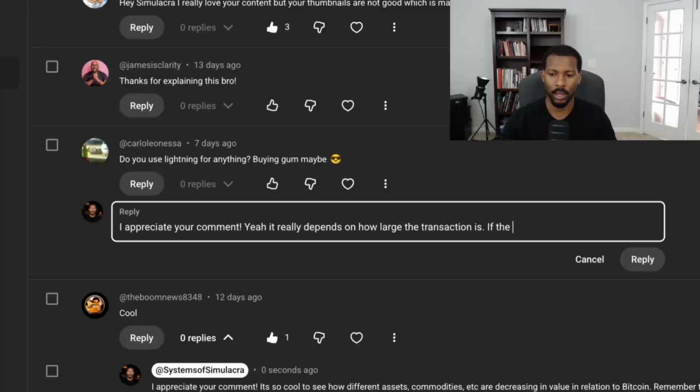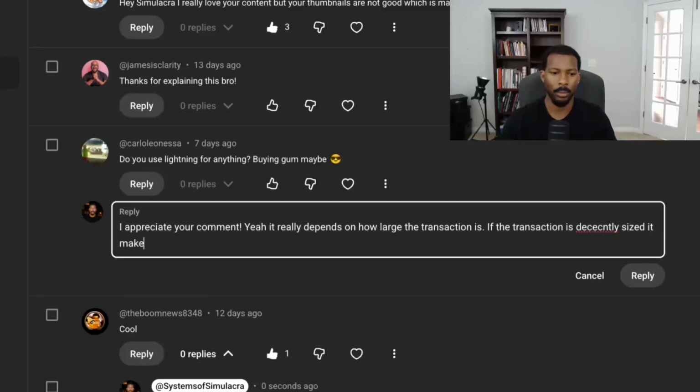If the transaction is decently sized, it makes sense just to go with the on-chain Bitcoin network.